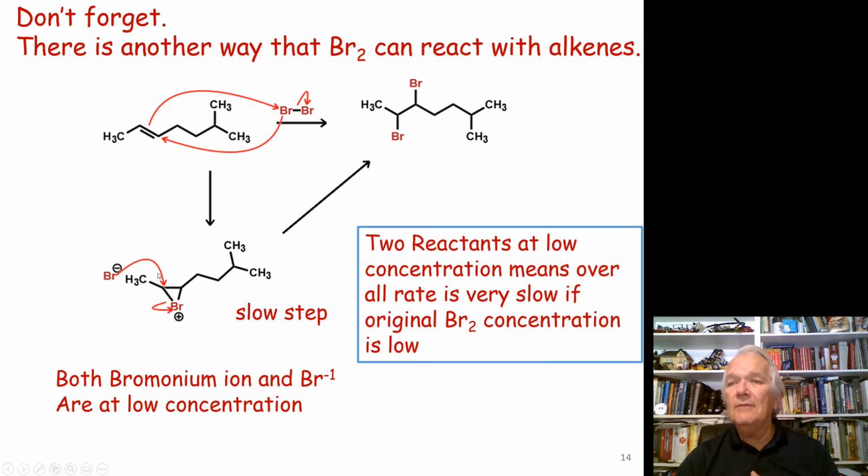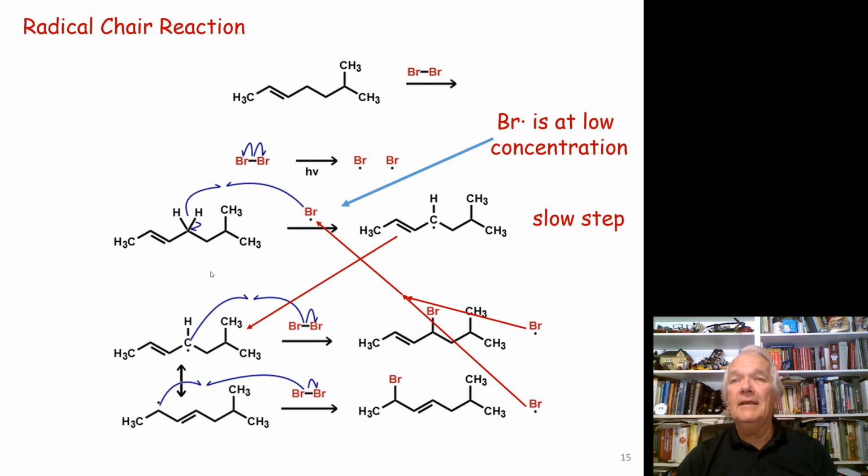Particularly so if the original bromine concentration was low, this is just going to be a slow reaction. Essentially the key thing is two low concentrations in the same step, and it's going to be like multiplying a small number times a small number. And let's compare that to the slow reaction here. The slow reaction here was that Br dot extracting the hydrogen.